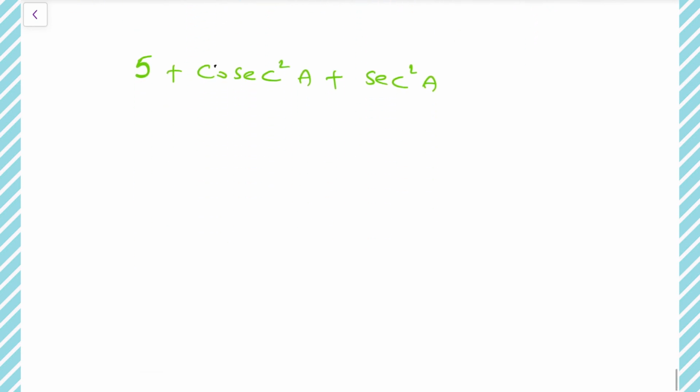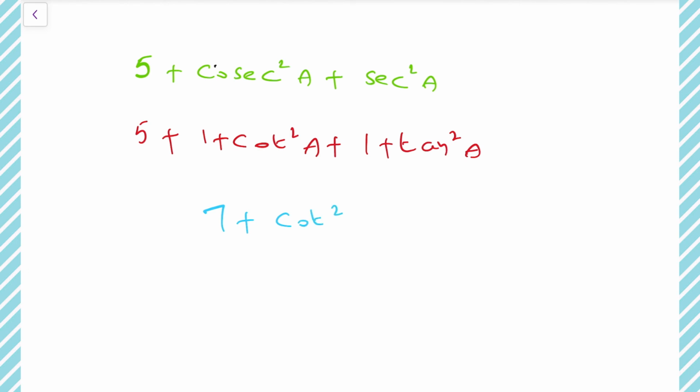So we have three identities completely, right? Sin square theta plus cos square theta equals 1. Secant square theta minus tan square theta equals 1. Cosec square theta minus cot square theta equals 1. So from those three identities, let us check which one is helpful here. 5 I am writing as it is, plus cosec square can be written as 1 plus cot square, plus secant square as 1 plus tan square. 5 plus 1 plus 1, total 7, plus cot square A plus tan square A, hence proved.